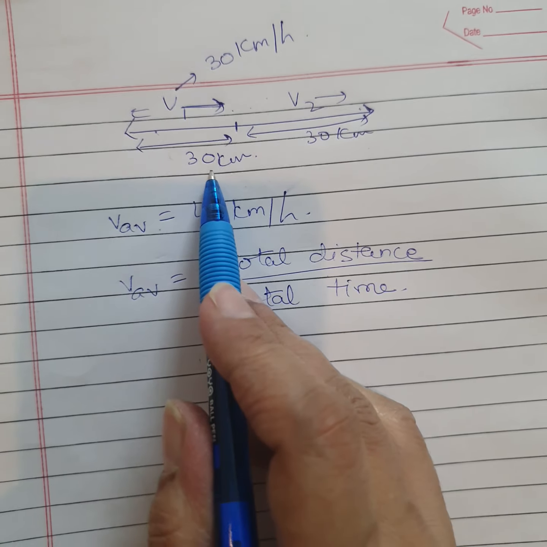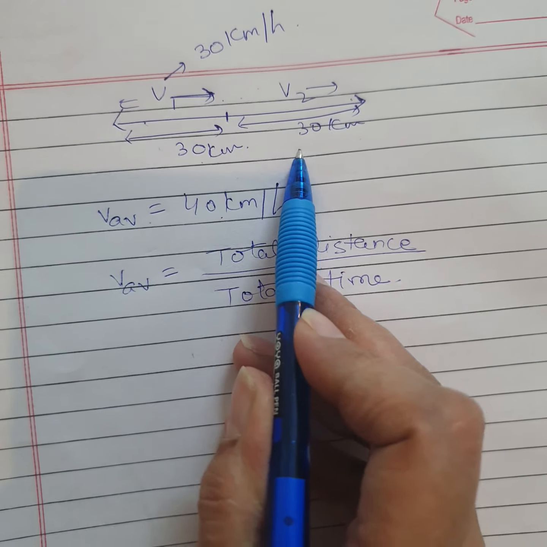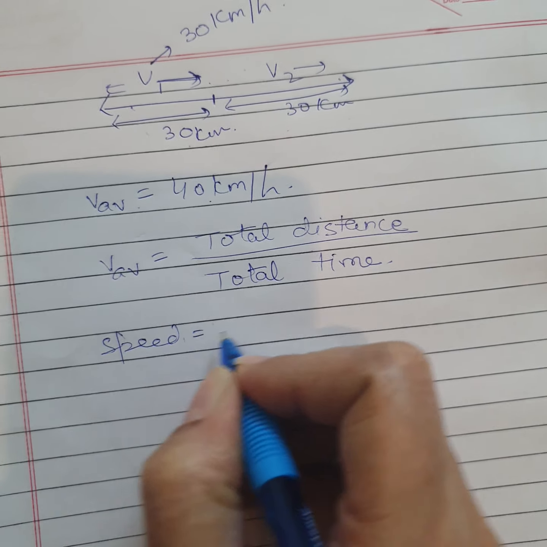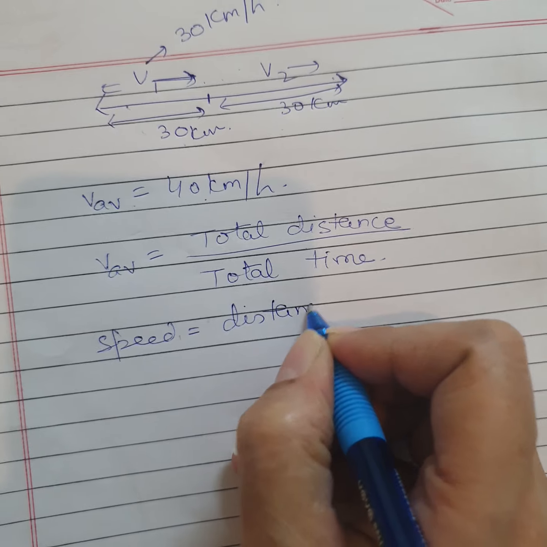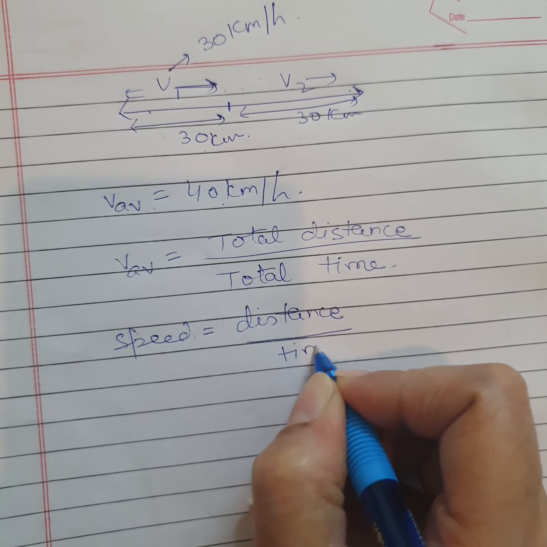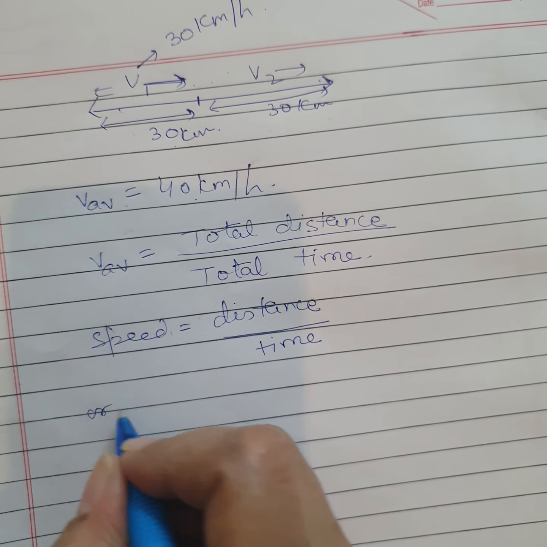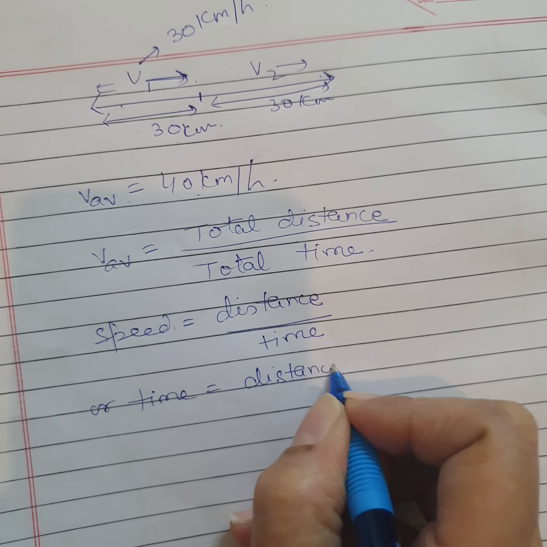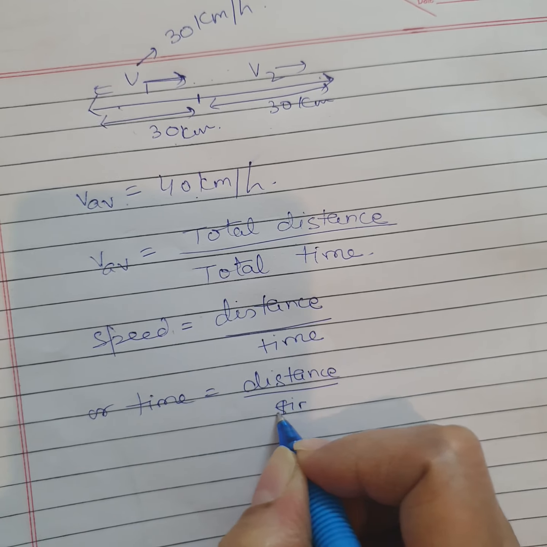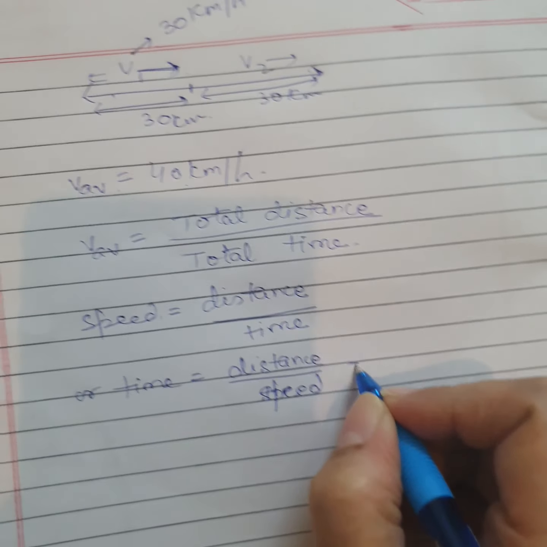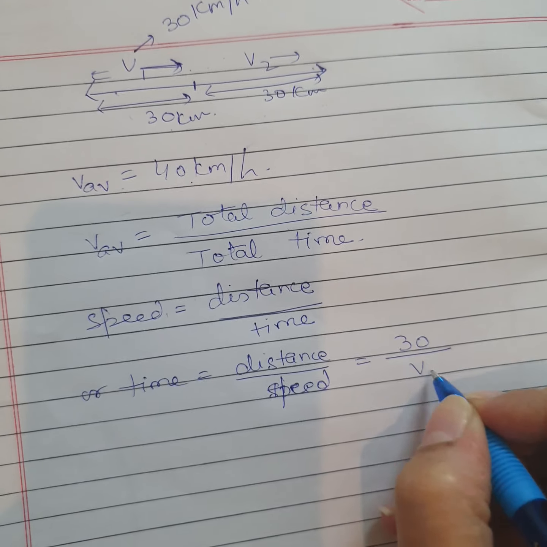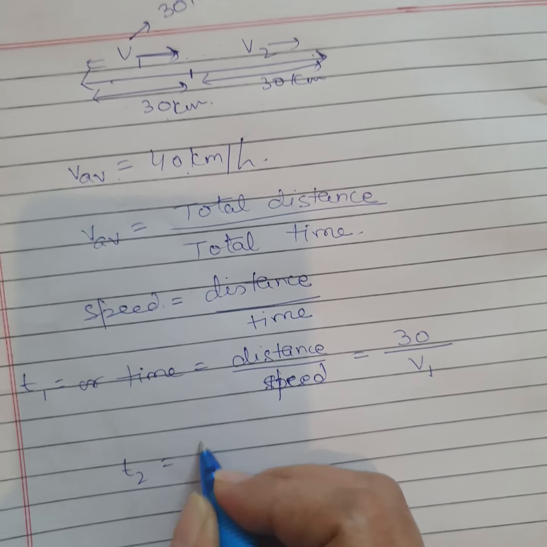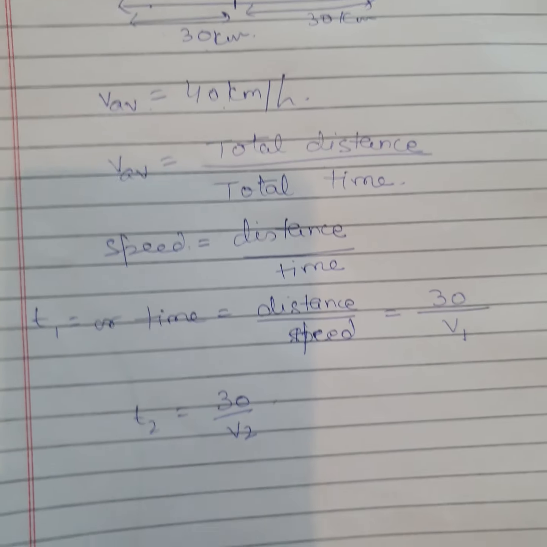Students, in this example, time is not directly given. You know that speed is equal to distance upon time, or time is equal to distance upon speed. Distance is 30 km, and suppose speed is v1, that gives time t1. t2 is 30 upon v2.